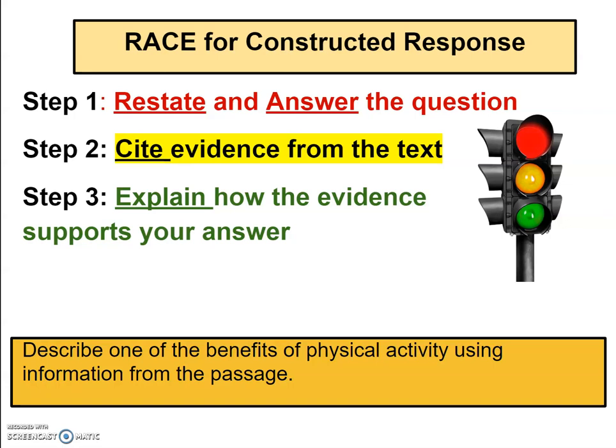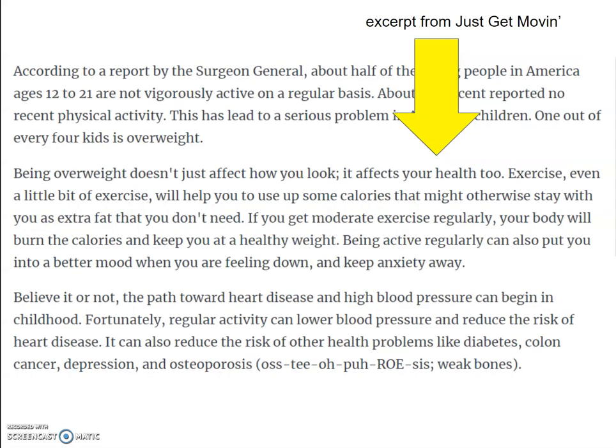So the first thing we would have to do is look at the passage. This is an excerpt from a passage that we have looked at in the past called Just Get Moving. And we're going to look specifically at the paragraph that's in the center of the screen. It says, being overweight doesn't just affect how you look. It affects your health too. Exercise, even a little bit of exercise, will help you use up some calories that might otherwise stay with you as extra fat that you don't need. If you get moderate exercise regularly, your body will burn the calories and keep you at a healthy weight. Being active regularly can also put you in a better mood when you're feeling down and keep anxiety away.